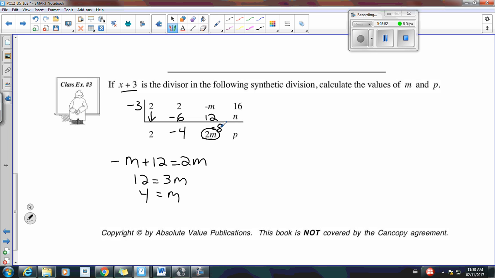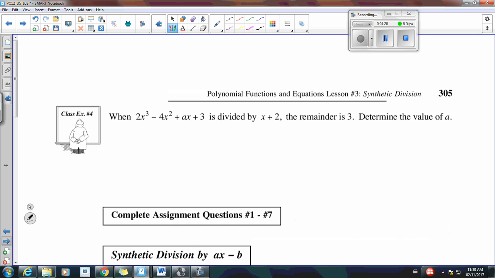So now I can continue going here. Negative 3 times 2m, so negative 3 times 8, this should be negative 24. And now we add. 16 plus negative 24 is negative 8. So we have m is 4, p is negative 8. A bit of a strange question. I really don't think you'd see one on the test.